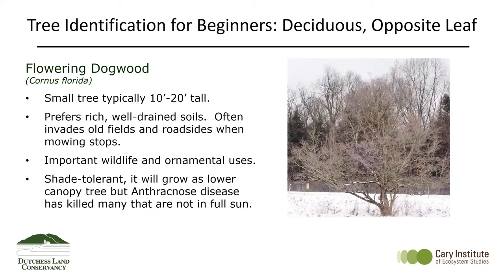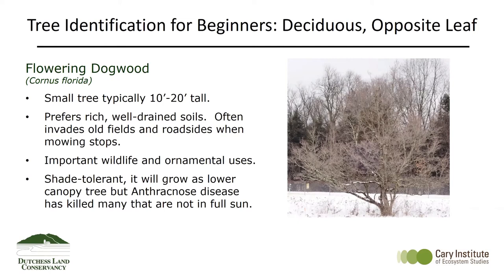It prefers rich, well-drained soils, but we find it often now in old fields and along roadsides where we've stopped mowing. Flowering dogwood is important for wildlife and it is highly valued for ornamental uses. There are lots of different cultivars out there in the nursery trade. It's shade tolerant and it used to be a really important understory tree in our forests.